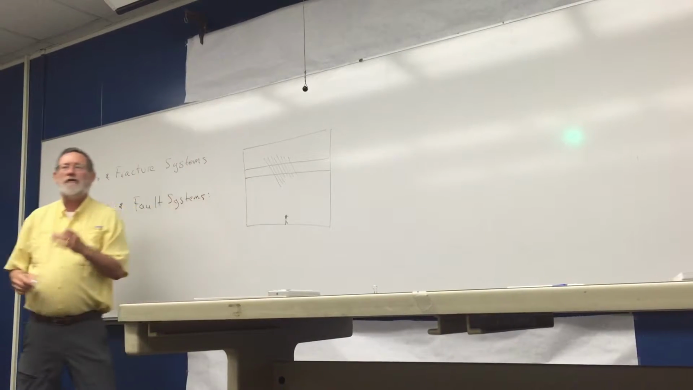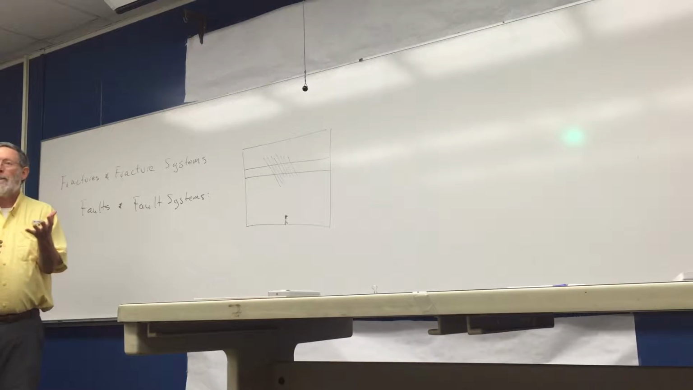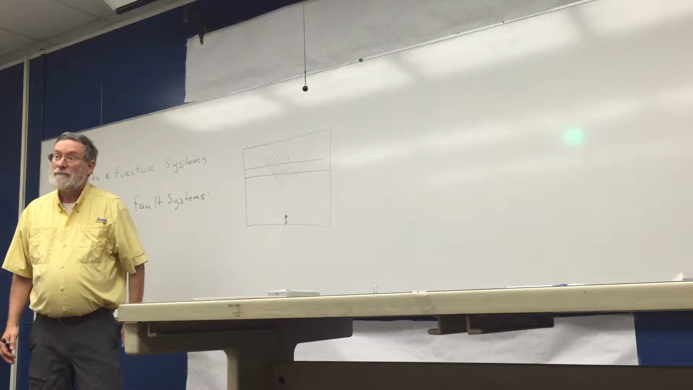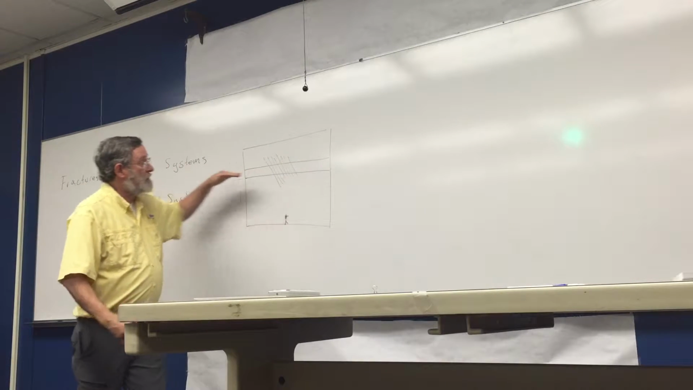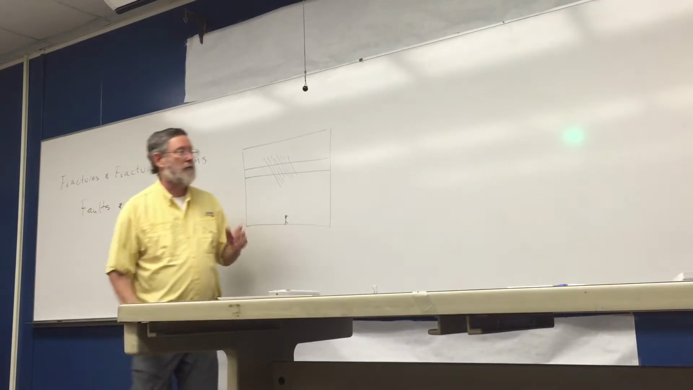Would you consider that to be a fault, or would you consider that to be fractures? Fractures. Why? Well, because there's no separation, no offset. You have a continuous layer across, and you're not seeing any visible offset in that particular system.